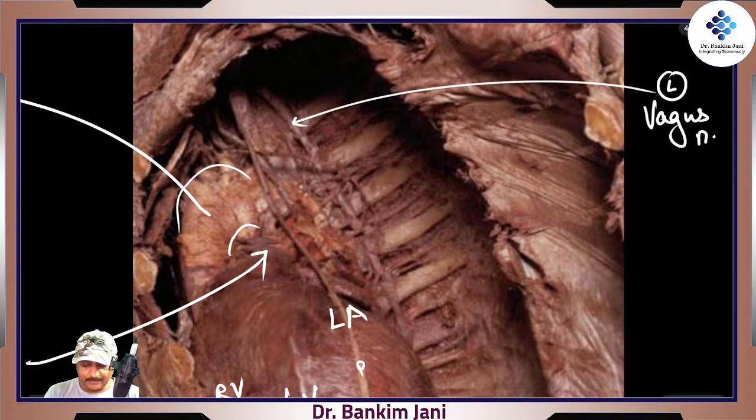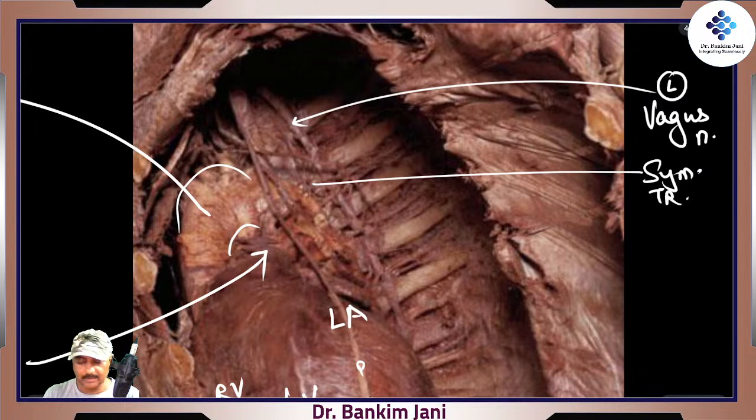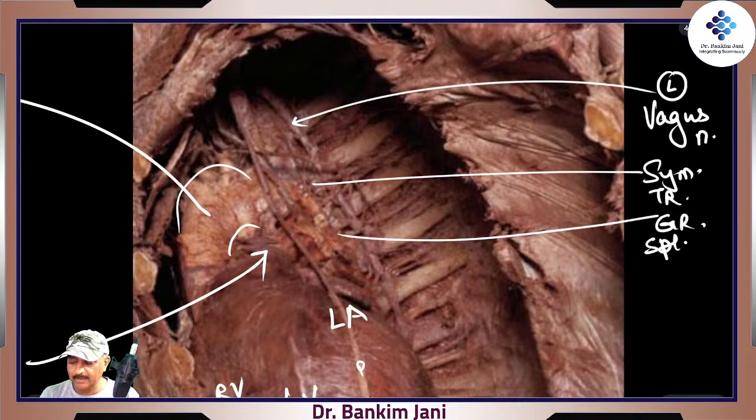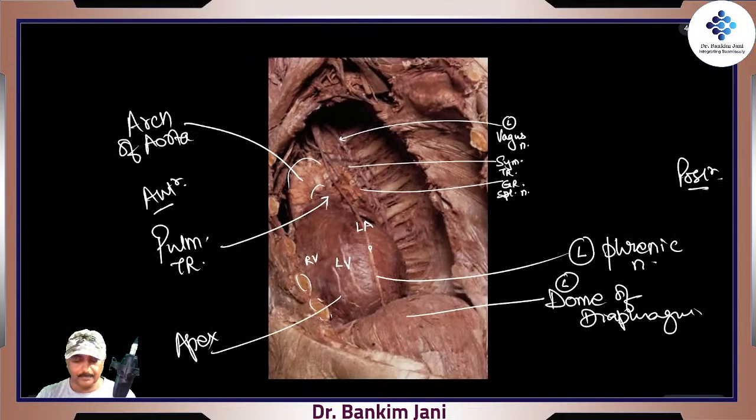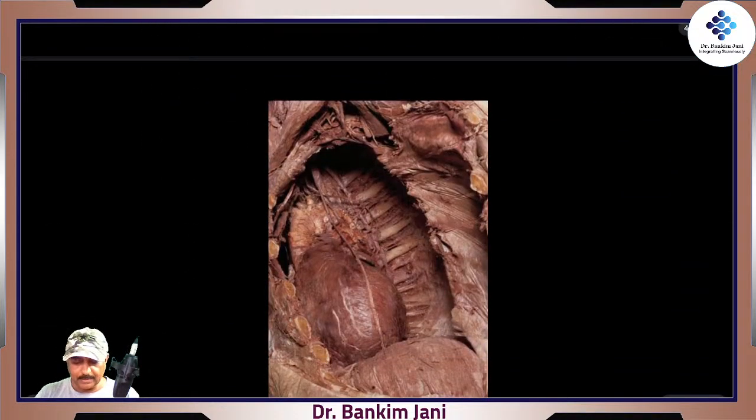And all these, which you are watching, they are nothing but sympathetic trunk. And in the sympathetic trunk, what we are watching as they come up, this one will be the greater splanchnic nerve. Greater splanchnic nerves as they come down. So these are the main structures which we must know. This is for practice.